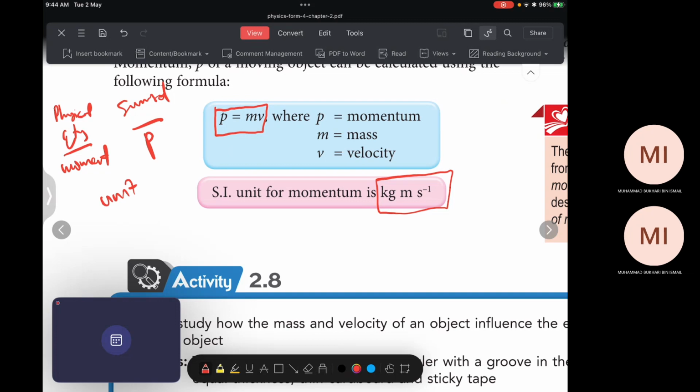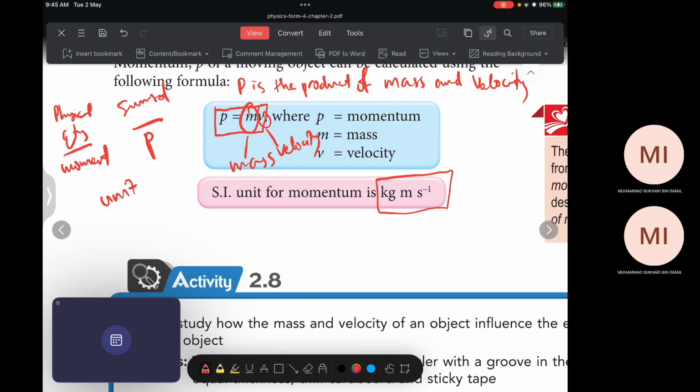So when you look at the formula P equals mv, this means that momentum is the product of mass and velocity. Mass is mass and V is velocity. Okay, this is momentum. Okay, semua orang cuba sebut ramai. Momentum is product of mass and velocity.